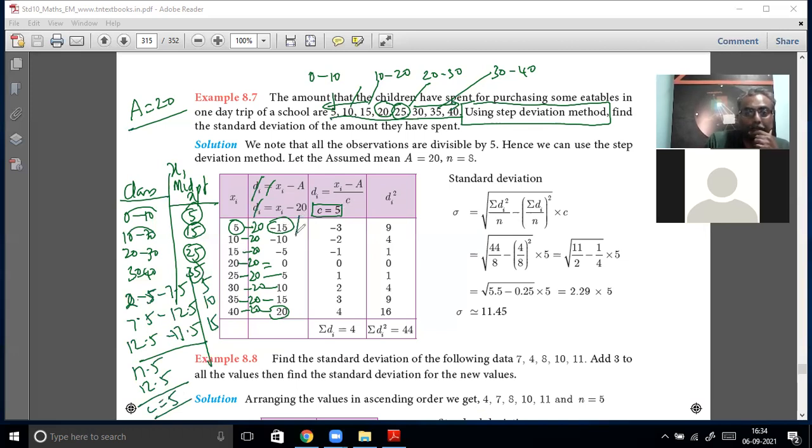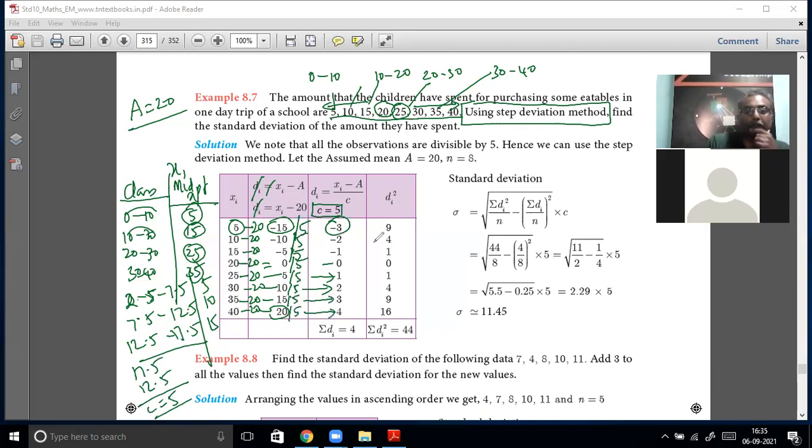Divide minus 15 by 5, minus 3. Minus 10 by 5, minus 2. Minus 5 divided by 5, minus 1. 0 divided by anything is 0. 5 divided by 5 is 1. 10 divided by 5 is 2. 15 divided by 5 is 3. 20 divided by 5 is 4.